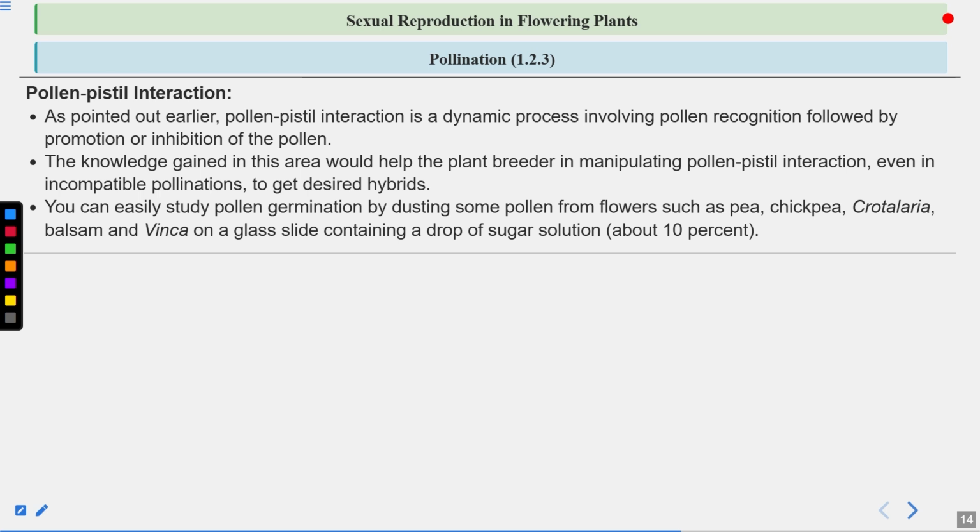So you can easily study pollen germination by dusting some pollen from flowers such as pea, chickpea, Crotalaria gentiana, balsam, and vinca on a glass slide containing a drop of sugar solution. You can make a 10% sugar solution, take a drop of it on the glass slide, and put some pollen grains from the pea plant, chickpea plant, or Crotalaria plant. Okay. And you can see what happens under the microscope.